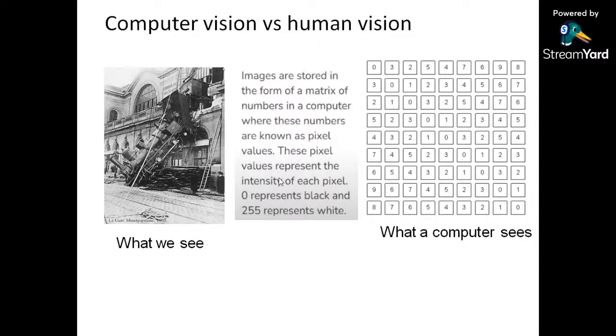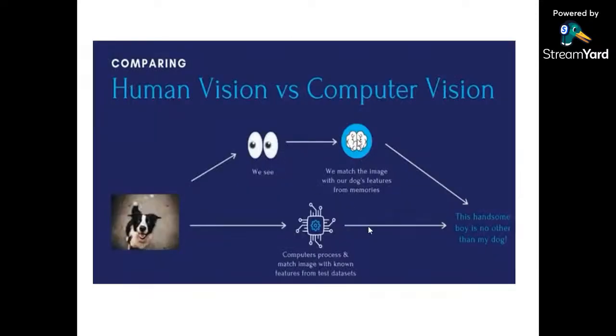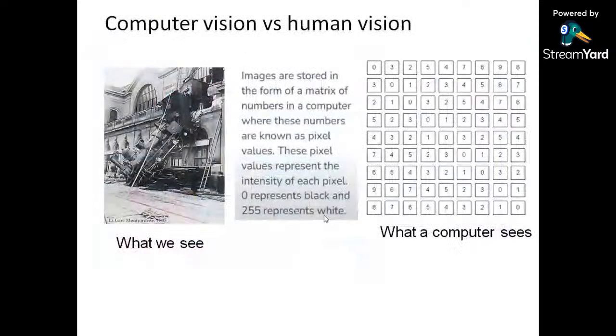And if it is towards 255, then it's white. Okay, so basically humans try to give the output directly by matching the previous features, and the computer differs in that sense that it correlates the previous data set along with the pixel format.